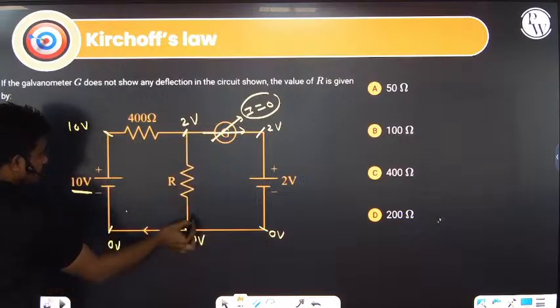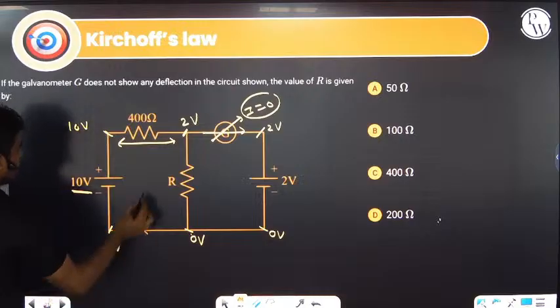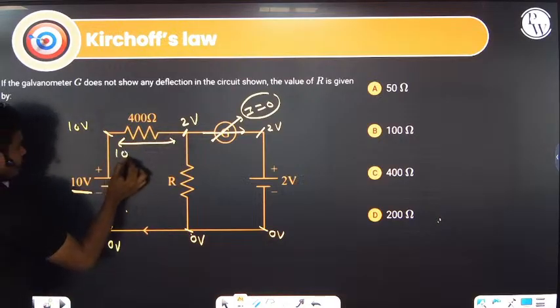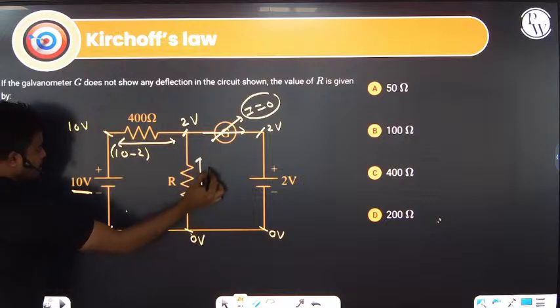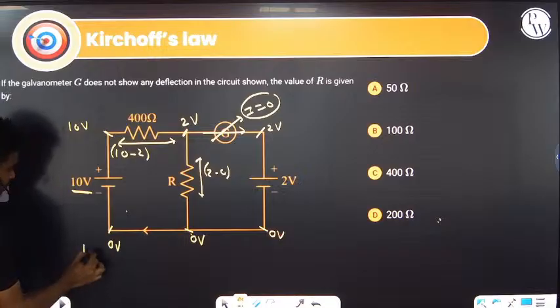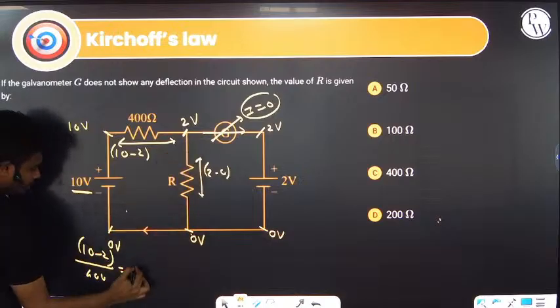Now we got the potential difference here also. What is the potential difference at this particular point? The potential difference is 10 minus 2. And what is the potential difference here? That is 2 minus 0. And the same current is flowing. So here I will be writing 10 minus 2, potential difference divided by resistance 400, should be equal to 2 minus 0 by R.